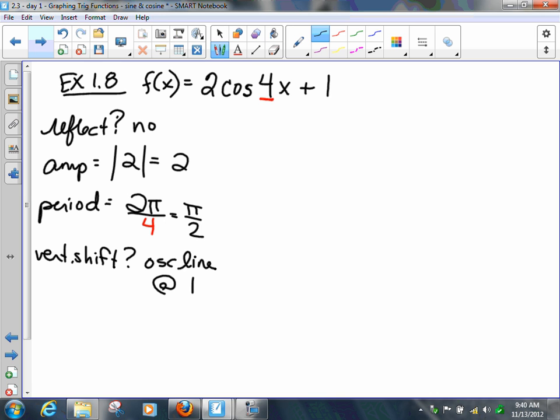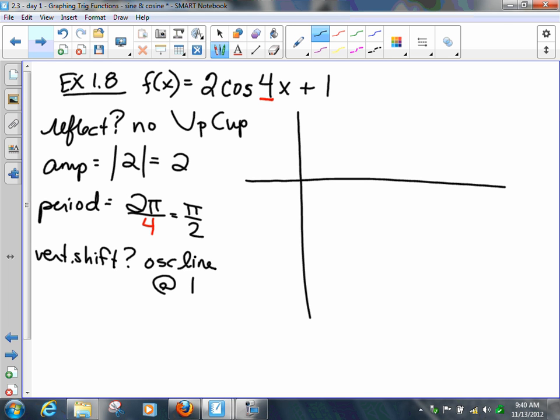Is this going to be a cup, an up cup, or a down cup? All right, it's going to be an up cup. So I'm going to draw it up. So hey, up is a U, folks. See the U? Up, cup. You're welcome. Here we go.